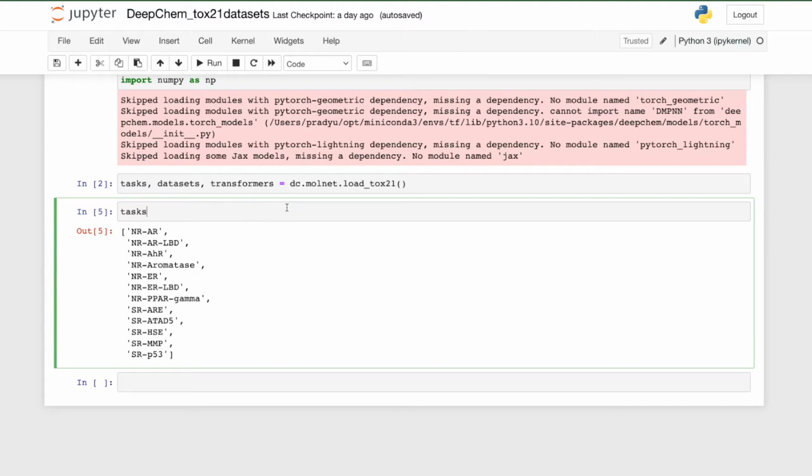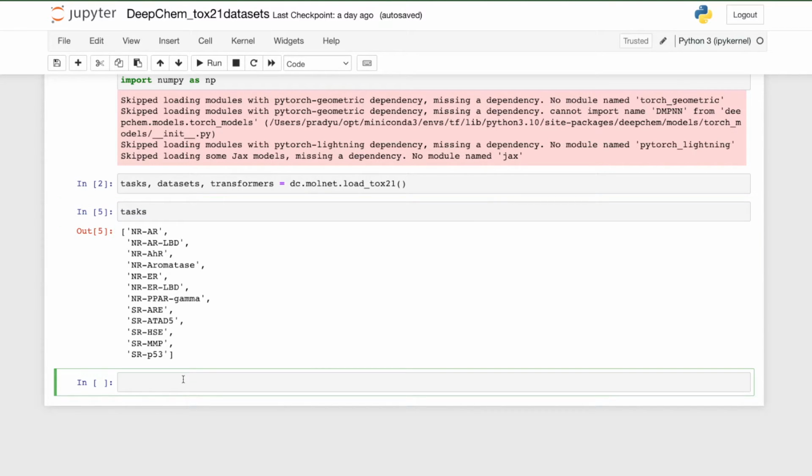Okay, so let's move on. These are our tasks, the 12 assays. Let's look at our datasets. Let's split our datasets into train, valid, and test. Maybe we can call them test datasets, valid datasets, and training datasets.